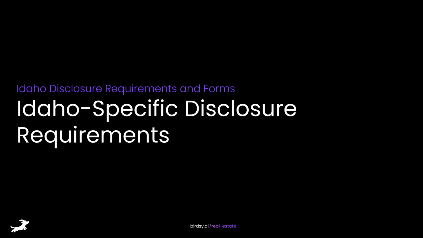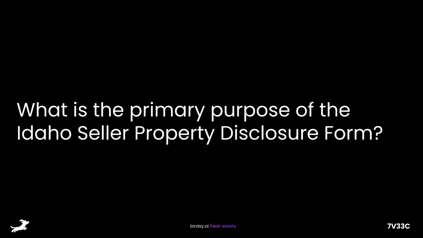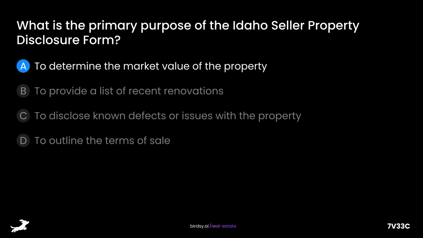Idaho-specific disclosure requirements. What is the primary purpose of the Idaho Seller Property Disclosure Form? Is it A, to determine the market value of the property? B, to provide a list of recent renovations? C, to disclose known defects or issues with the property? Or D, to outline the terms of sale? The answer is C, to disclose known defects or issues with the property.